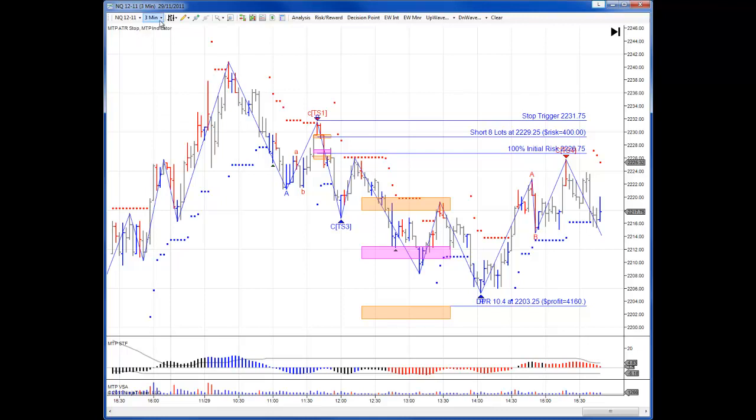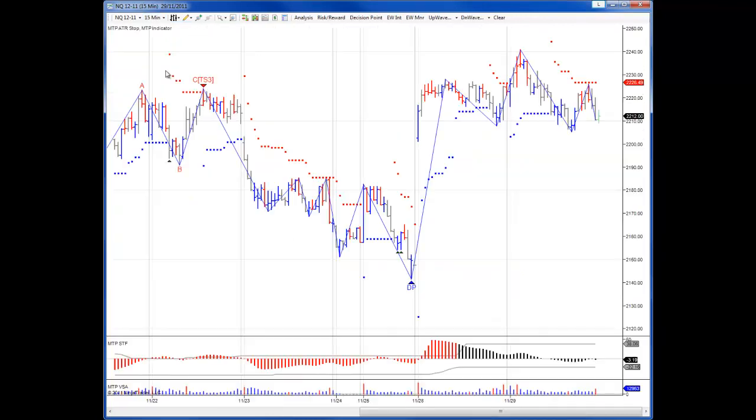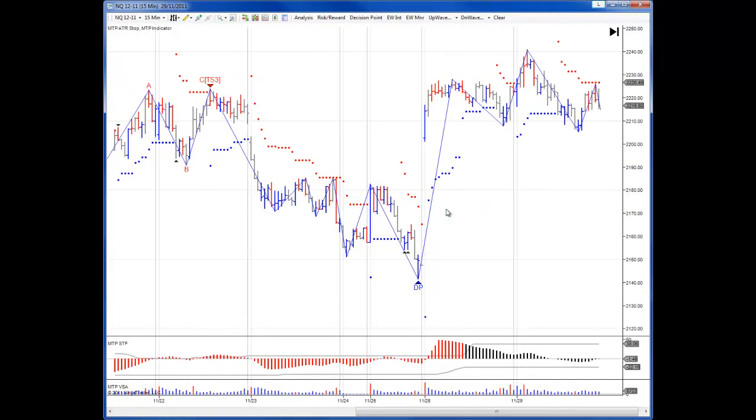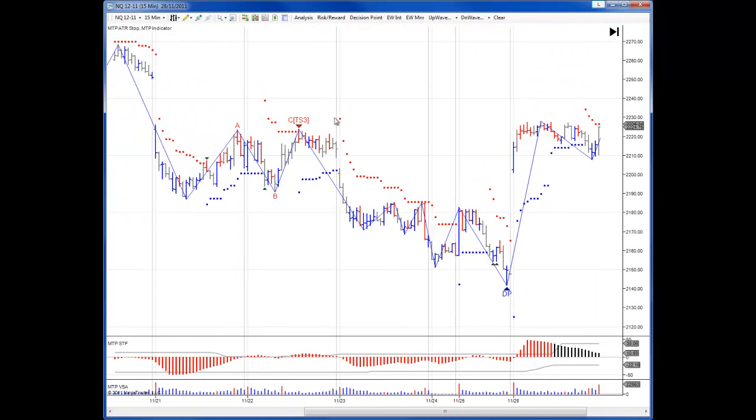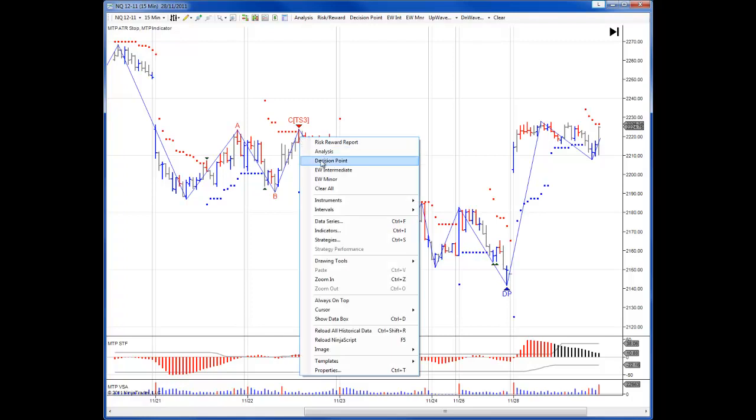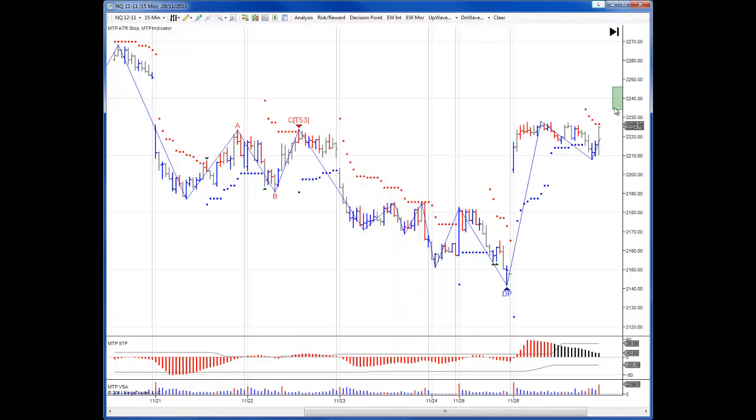So for the 3-minute chart, let's go to a 15-minute chart and see what the situation is. If I go back to the last major pivot, which is here, and I place the DP on, so again right mouse click, DP, you can see that this DP here, just on the edge of the chart here, is actually on the chart in advance.